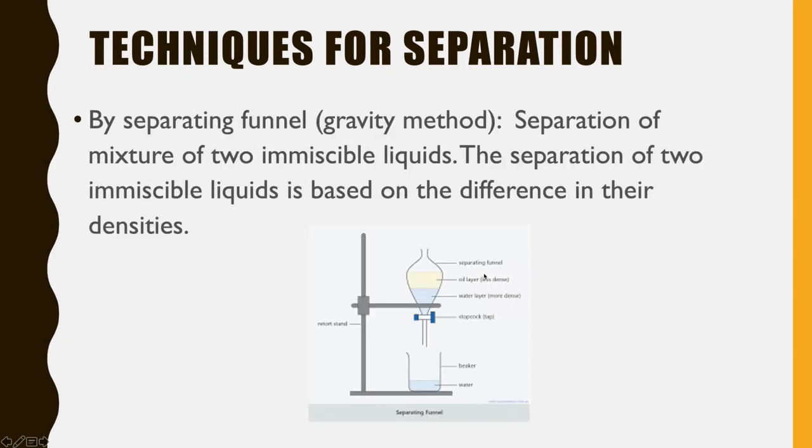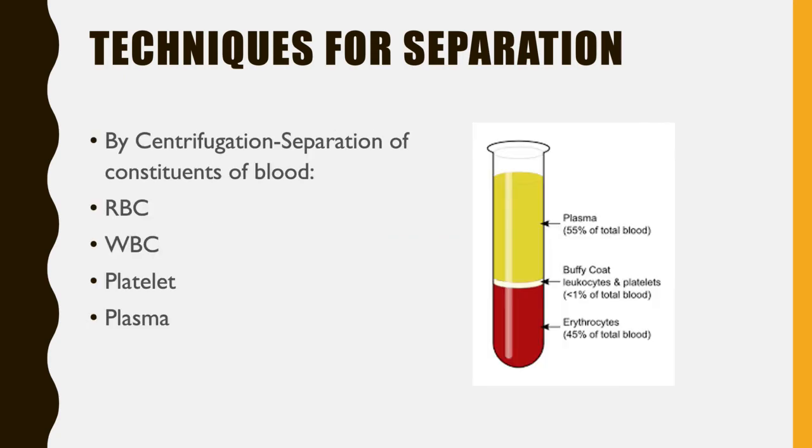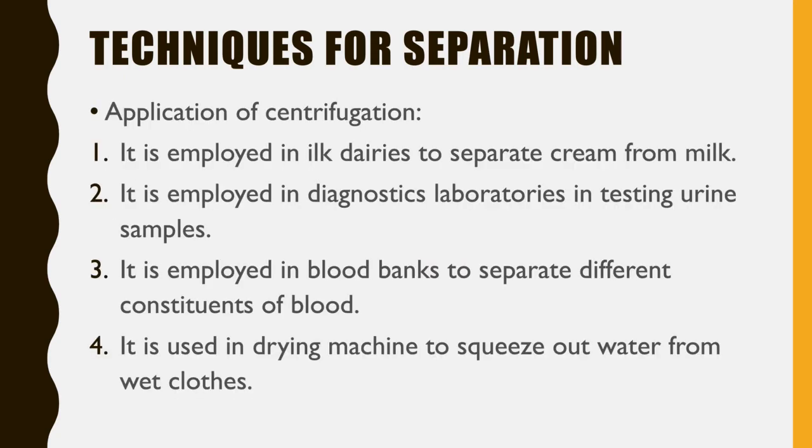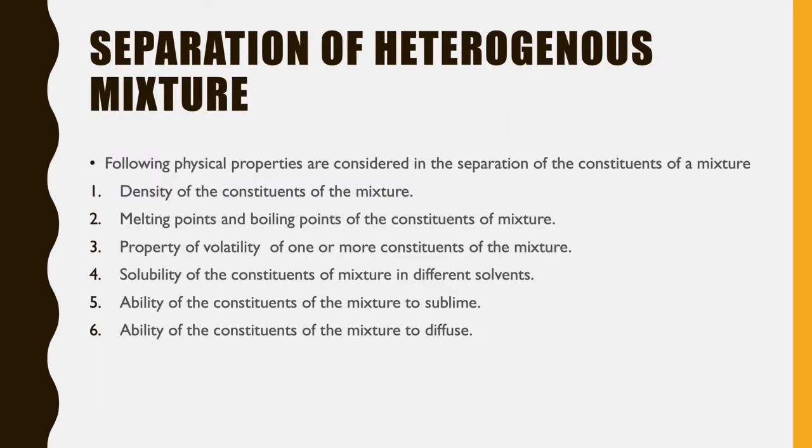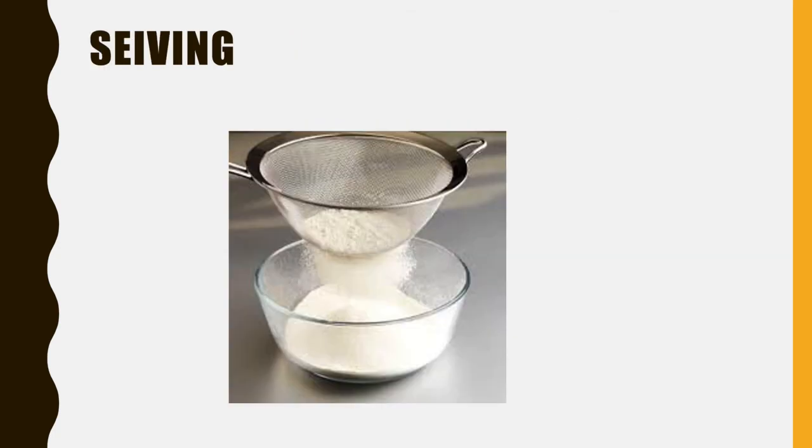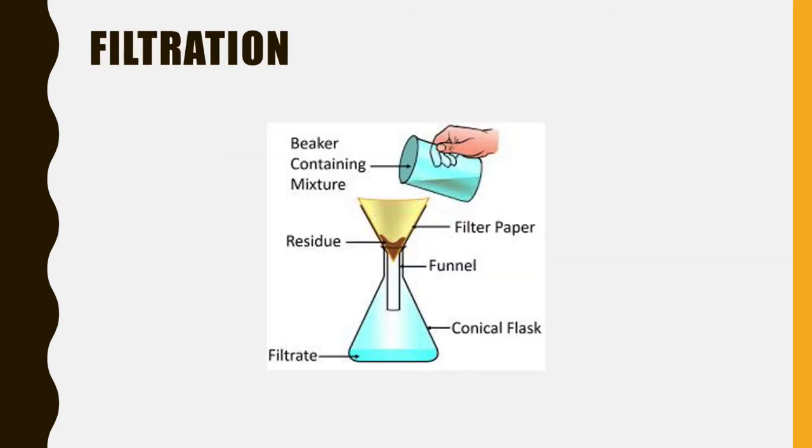Now, the next one is separating by the funnel. Okay, so how can you use this method? We will learn about this method in our next class. Up to today's class we have learned about the centrifugation of blood, the evaporation process, the properties of heterogeneous mixtures on which basis the separation can be done, and the three very simple physical methods: filtration, sieving and hand picking.